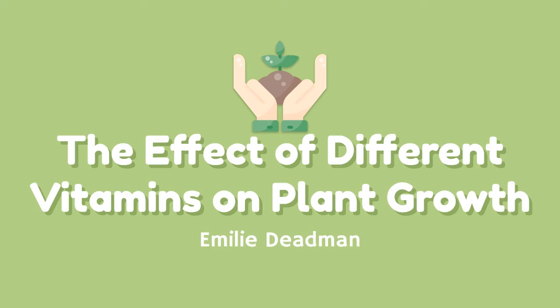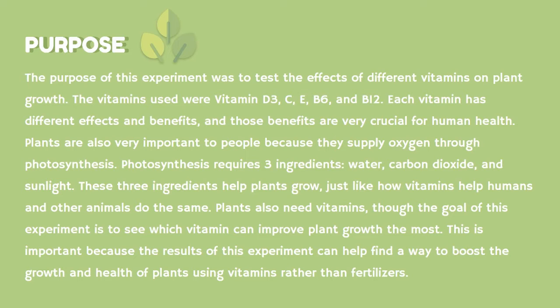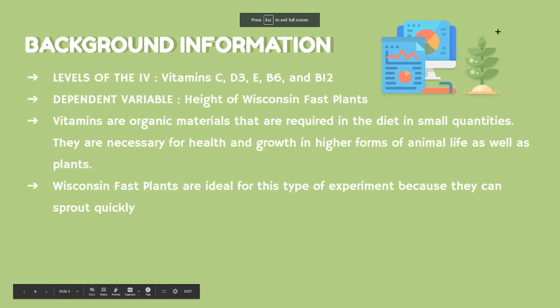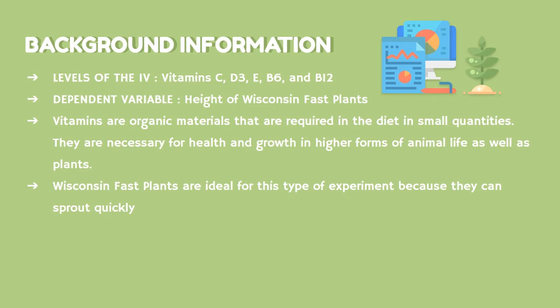My experiment was on the effect of different vitamins on plant growth. The purpose of this experiment was to test the effects of different vitamins on plant growth and how those effects that they have on humans translate to plants. The levels of the IV in this experiment were vitamin C, D3, E, B6, and B12, while the dependent variable was the height of Wisconsin fast plants.